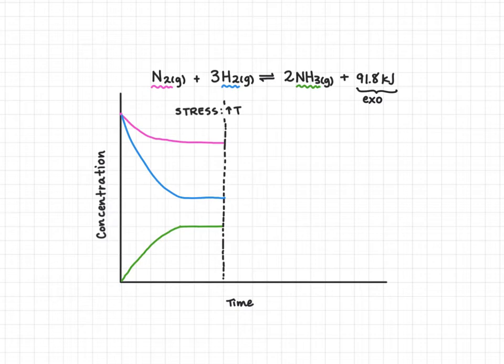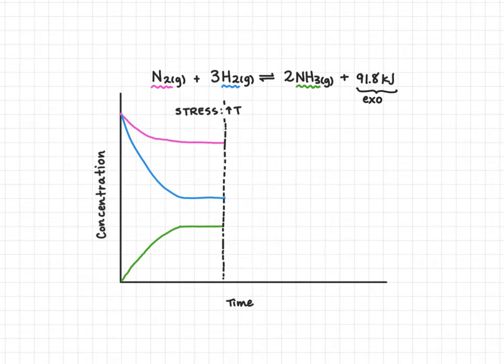So when we change the temperature of an equilibrium system, we won't see any sudden changes in the concentration like we would see if we changed the volume or the concentration. Instead, we'll see just a shift, so an alteration of our equilibrium concentrations to reach a new equilibrium.